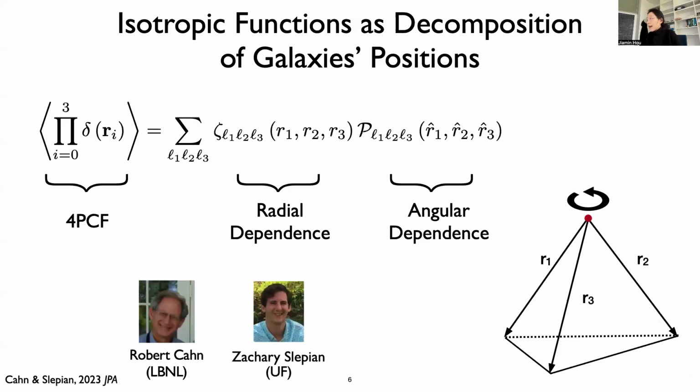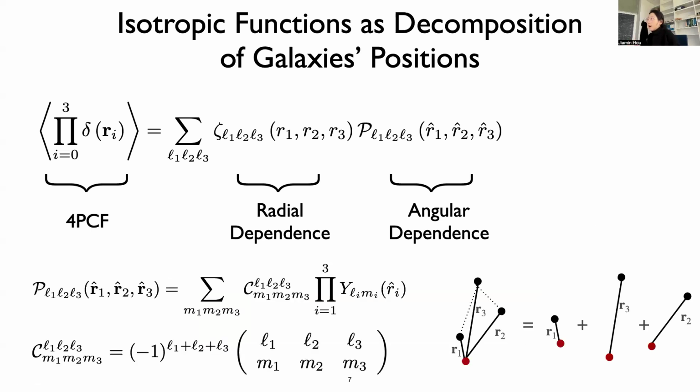And in practice, we use the isotropic basis functions proposed by my collaborators, Robert Cahn and Zachary Slepian. On the left of this equation is an ensemble average of products of the density field, which is also the definition of the N-point function. The idea behind this approach is to decompose the function into a radial dependent term and an angular dependent term. This angular dependent term is called the isotropic basis functions. This basis function can be further written as products of spherical harmonics weighted by a C_LM coefficient. And this coefficient itself is composed of products of the Wigner 3-j symbols. This basis has many nice properties and allows us to accelerate the algorithm for the N-point estimator.